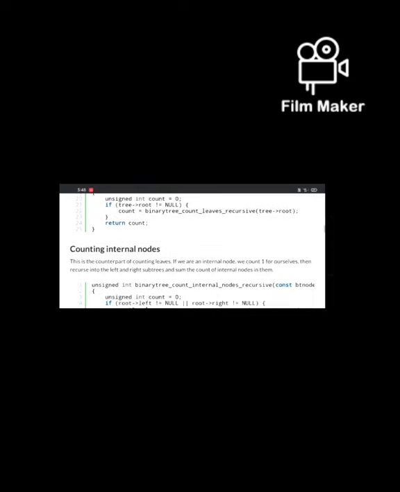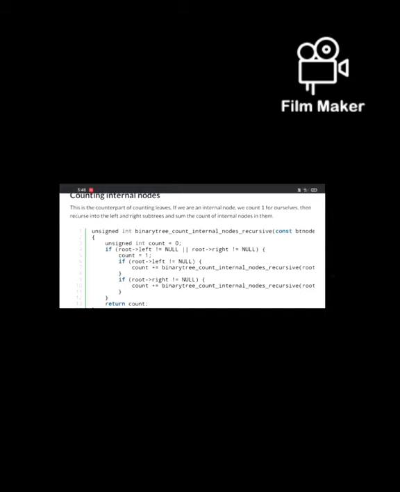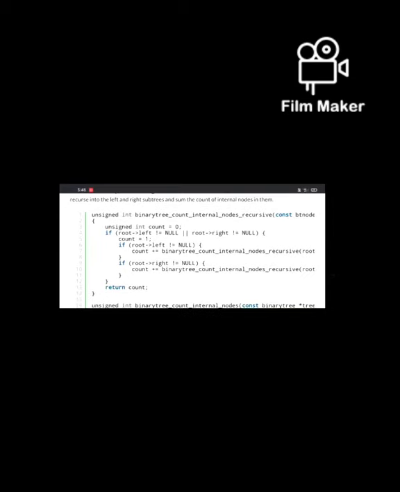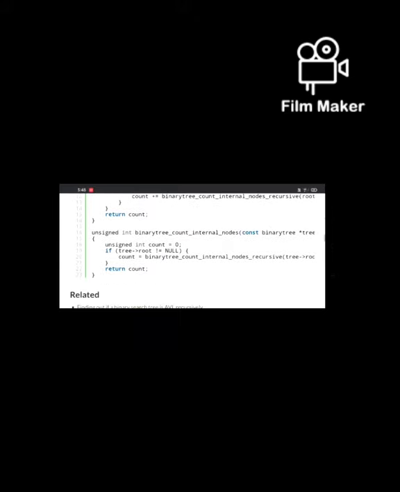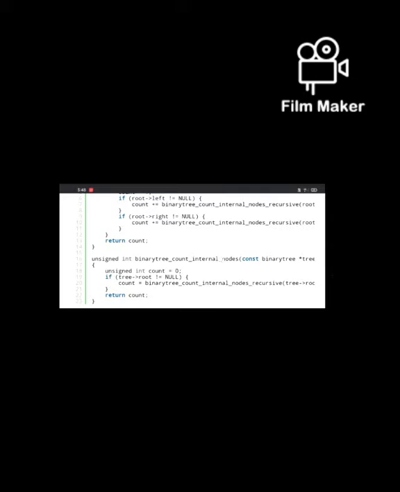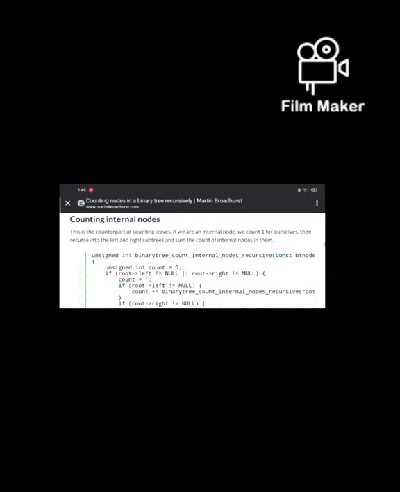So the same thing for counting internal nodes. Without leaf nodes, all the other nodes are called internal nodes. So it is also an easy concept. See here, I am going to explain with the help of a diagram also.